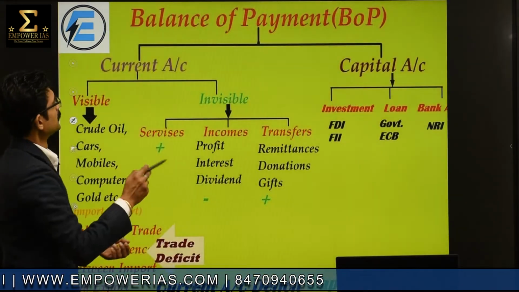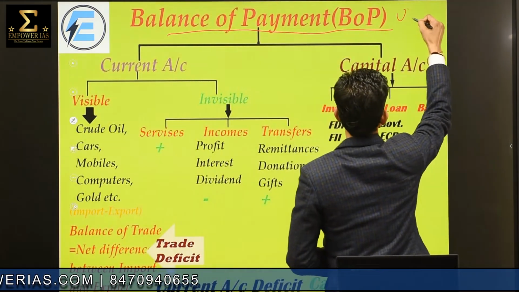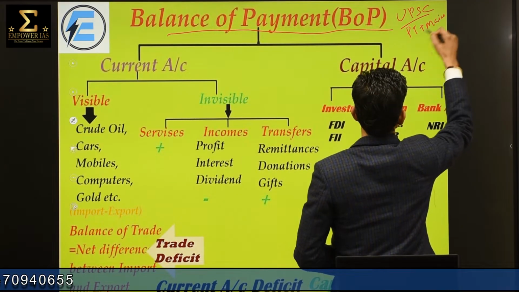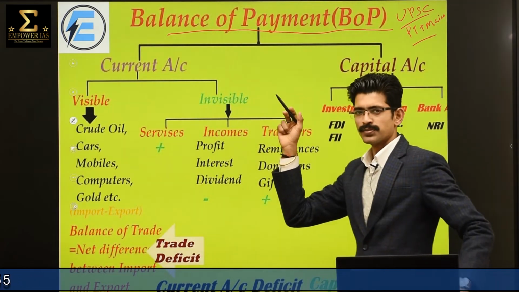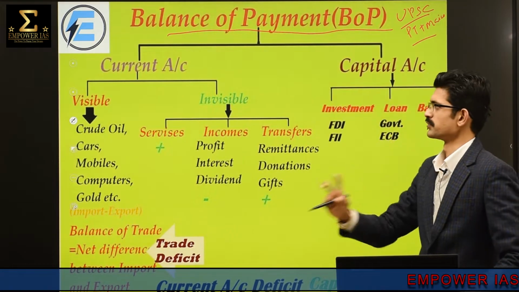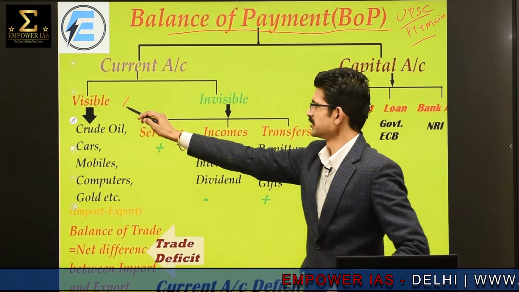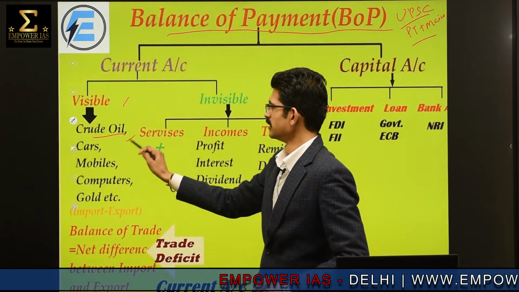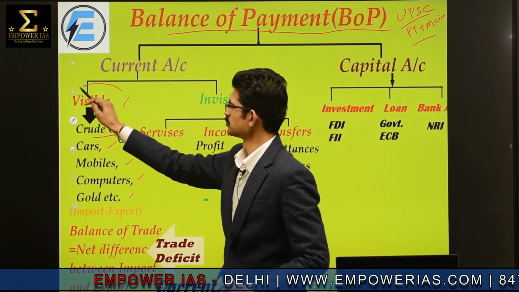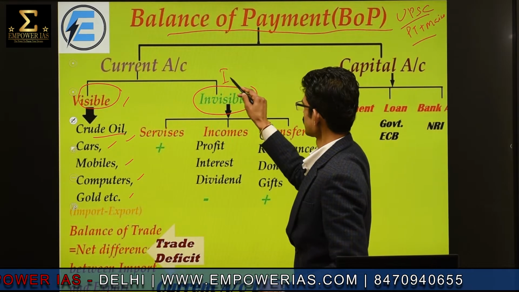Now next, what is balance of payment exactly? It is highly asked in UPSC prelims as well as mains questions. So balance of payment comprises two parts, friends. First is the current account and second is the capital account. So the current account comprises visibles, those that are visible in nature, such as crude oil, cars, mobiles, computers, gold, silver, jewelry. So these are part of visibles. The next is invisibles. What is invisible?